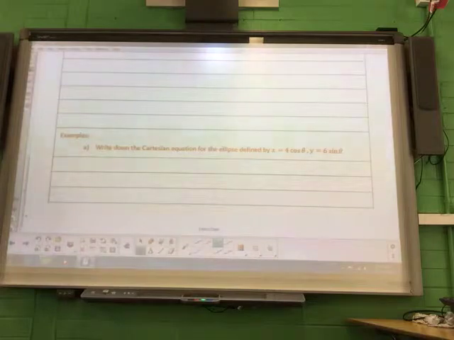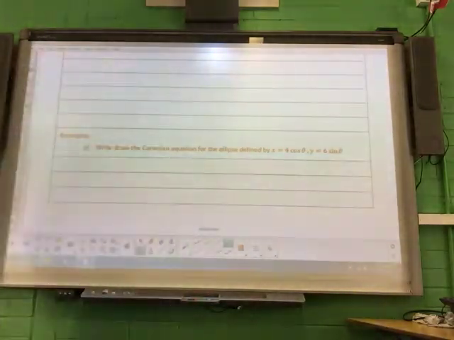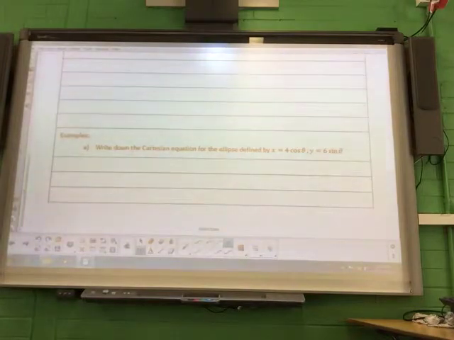So, write down the Cartesian equation for the ellipse defined by x equals 4 cos theta and y equals 6 sine theta. Okay? Any ideas what this question is wanting you to do? Yeah, so we need the Cartesian. Okay?